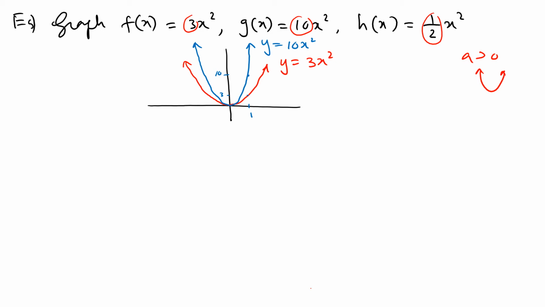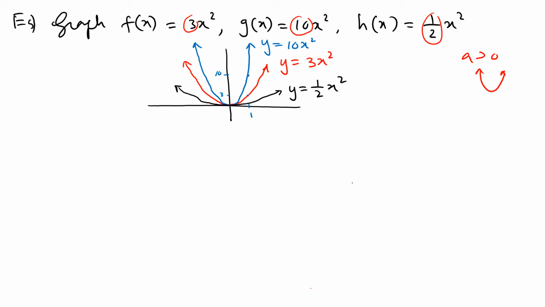Now, if you look at the other one, which is half, it's very slow. That means at 1 you get half, so that means small. So that means the graph is going to look like this. So that's the shape of the graph for y equals 1/2 x squared. Okay, so the idea is very clear.